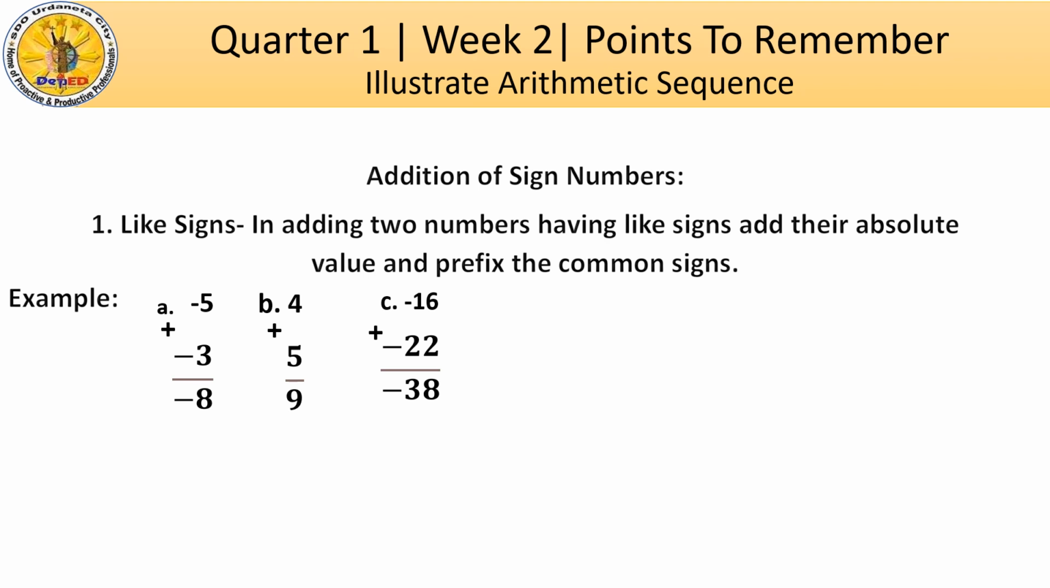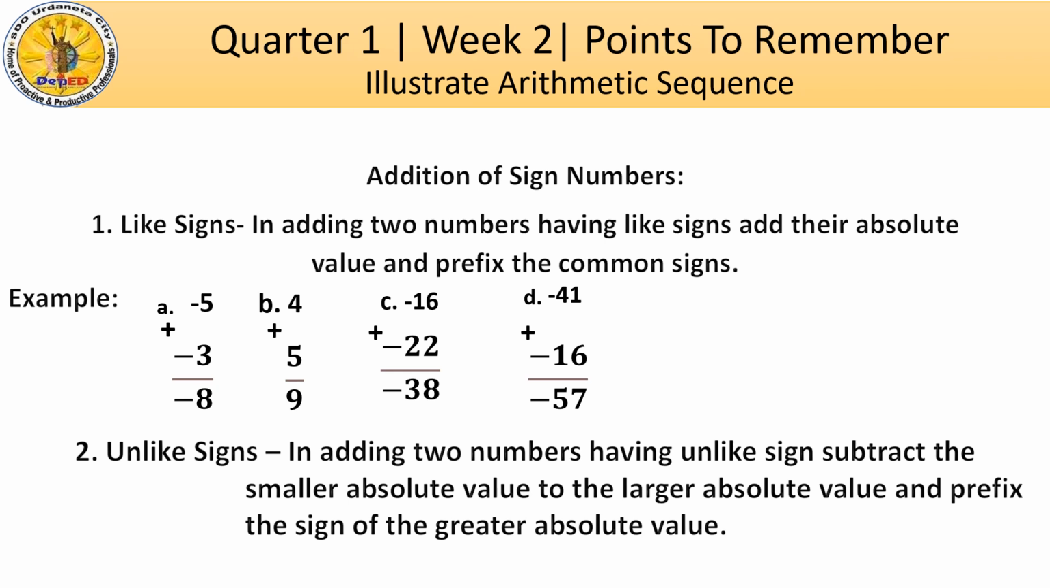Common sign, negative. So add their absolute value. 16 plus 22 is equal to 38. So the common sign is negative. Prefix the sign. Then therefore, the sum is -38. Letter D, -41 plus -16. Add their absolute value. 41 plus 16, 57. The common sign is negative. So the sum is -57.